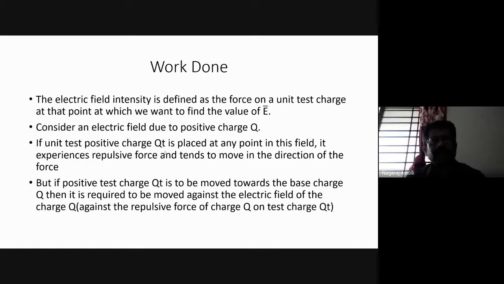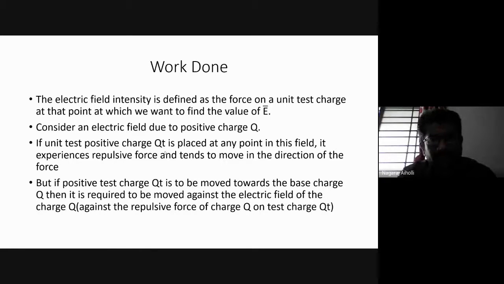When we place the charge Qt near the charge Q, there's already an electric field due to charge Q, electric force due to charge Q. When we place the charge Qt nearby the charge Q, the charge Qt will experience a force due to the charge Q. Many examples we have solved on this, right? When we place some charge nearby the original charge, what is the force on the charge that we have placed? Such examples we have solved in our module 1.